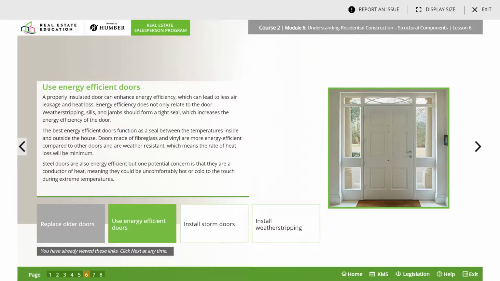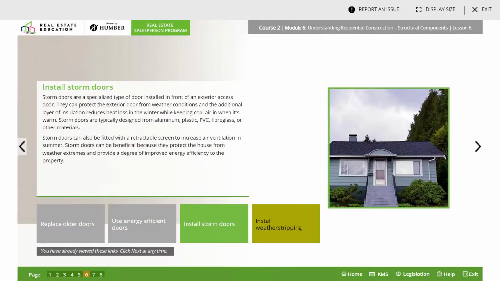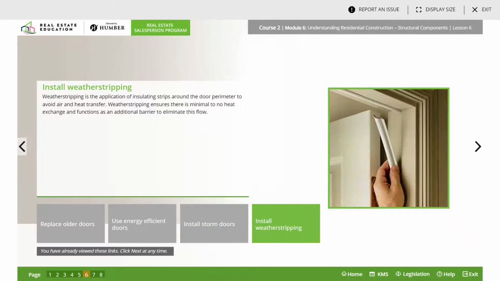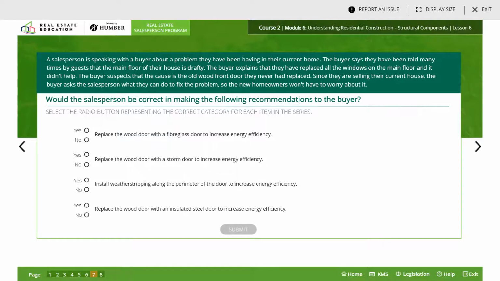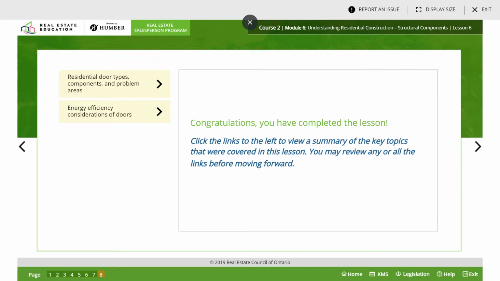How to make your doors more efficient? Replace the old doors. Use energy efficient doors. Install storm doors, or install weather stripping.